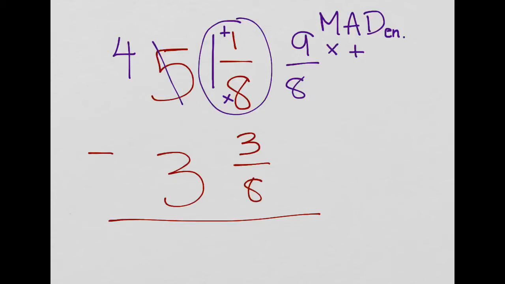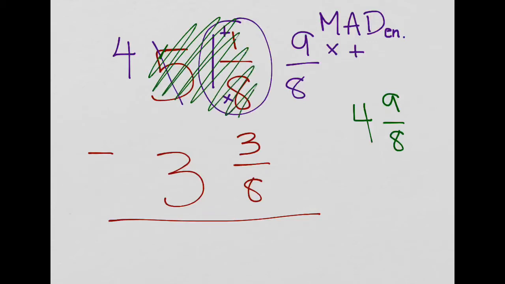Now we have our new problem. You can either do it right from here, or we can write it down on the side. I'm going to write it down on the side. We have 4 and 9/8. This middle part is completely done after you do that part. So we have 4 and 9/8 minus 3 and 3/8.